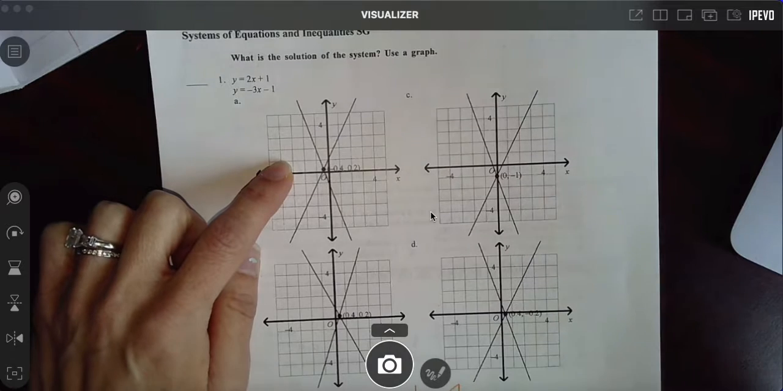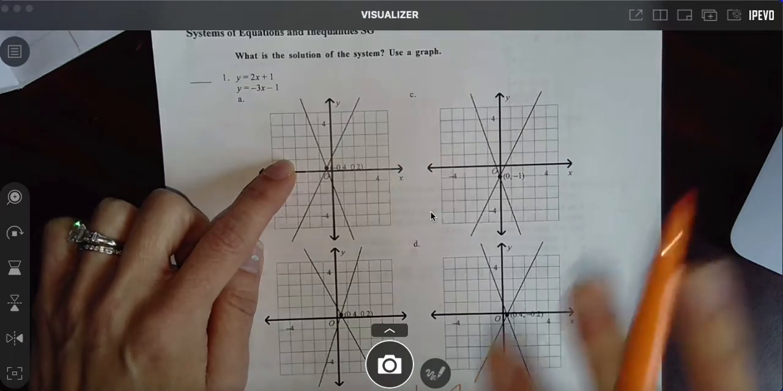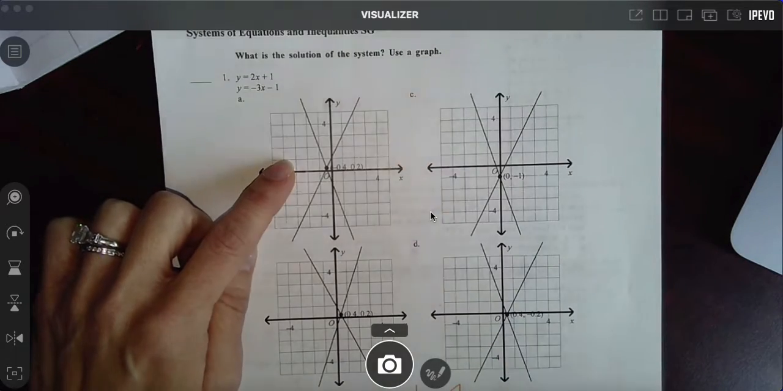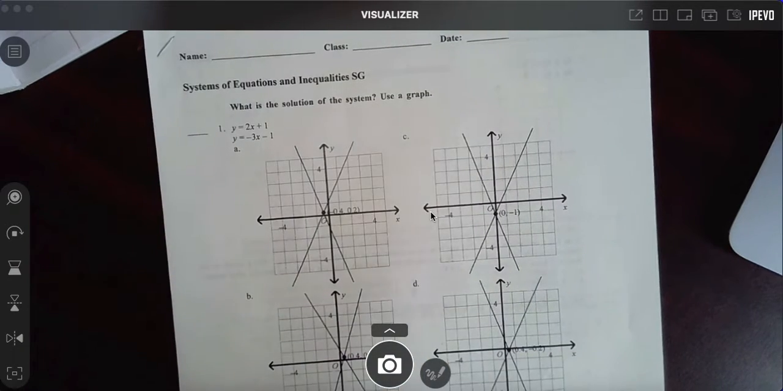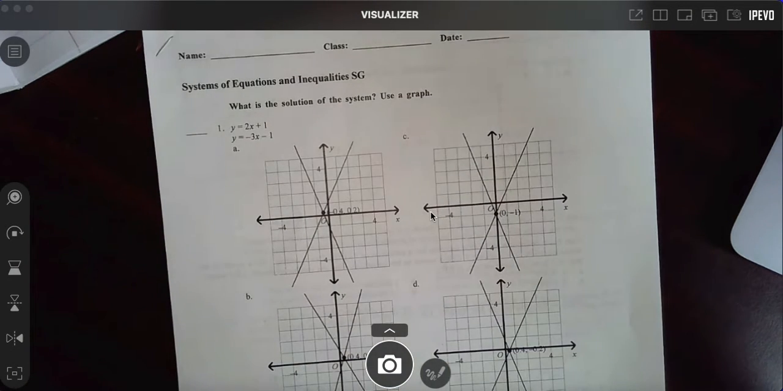A. Did anybody use the graphing calculator and just let it do it for you? Yeah, your calculator can do that entire problem for you. Okay, you don't even have to show work. Plug in y equals, it'll graph them both, and then you could pick out the answer. You can also find where they intersect.